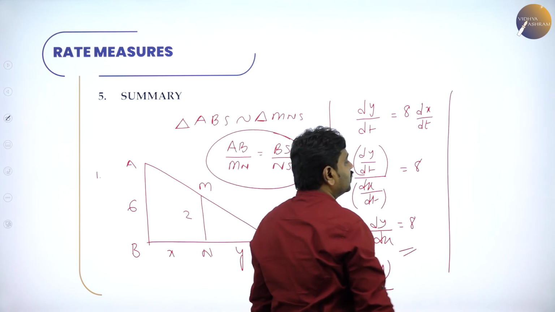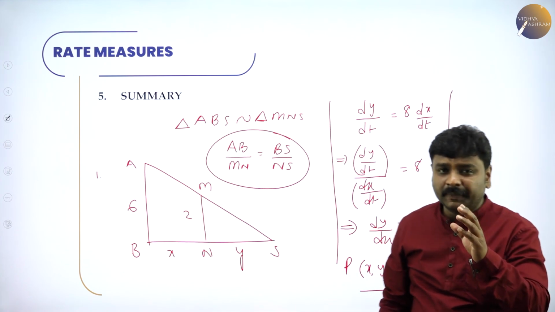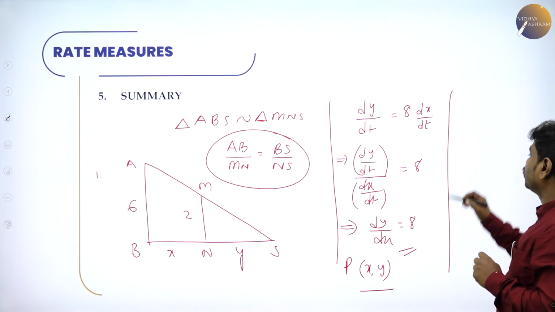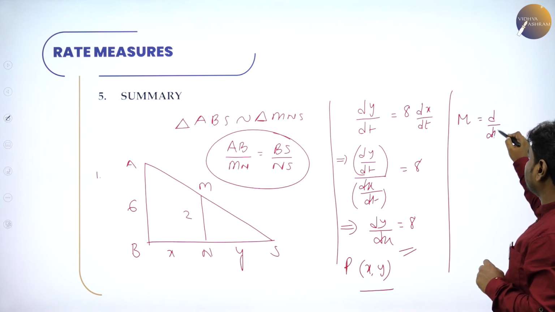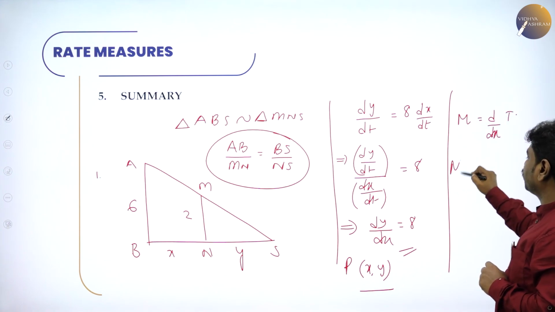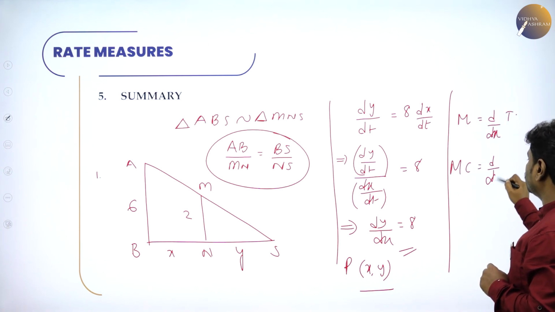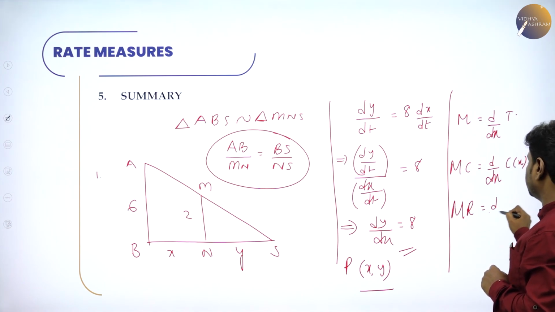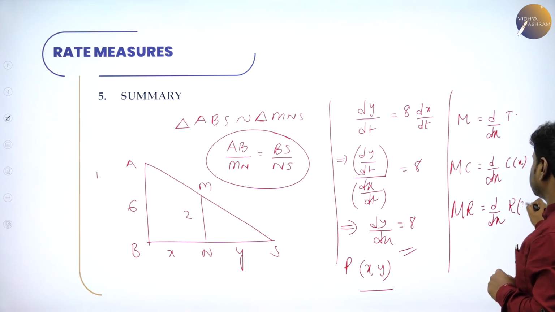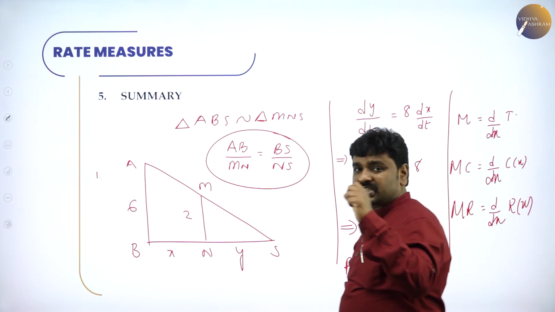Then finally we have done some problems on commercial maths. In commercial maths, marginal is the derivative of total with respect to the number of units. This is what I told you. If you want marginal cost, differentiate total cost C of x. If you want marginal revenue, differentiate R of x. This is in brief about what we studied in today's class.